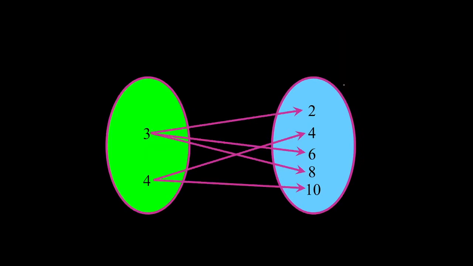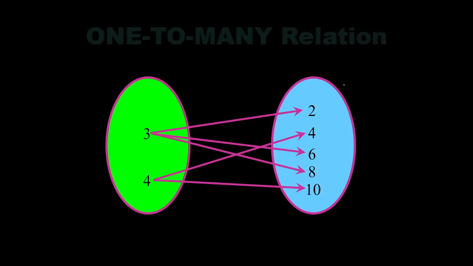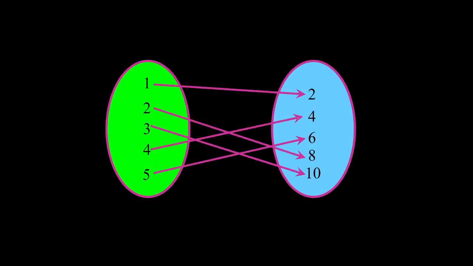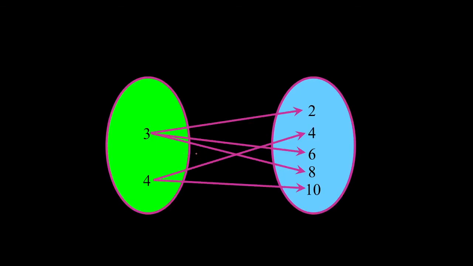What about this one? One-to-many relation. So take note. Let's go back to many to one. Many to one, many assigned to one value. One to one is a pair, one-by-one pairing. One to many, one assigned to many values. That's a one-to-many relation.